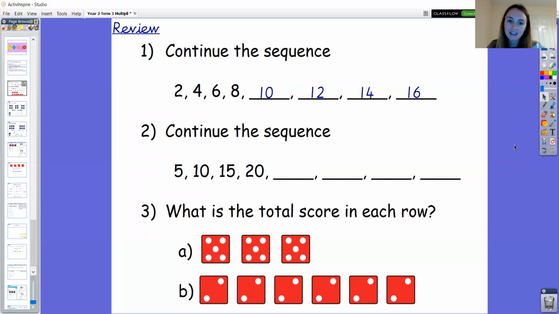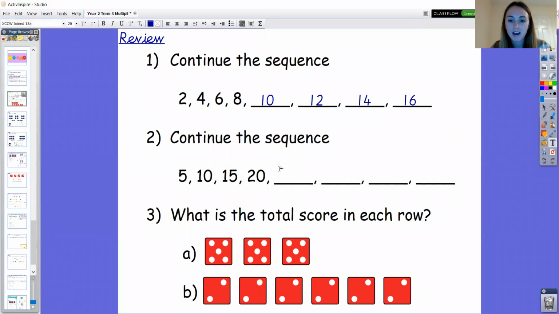Okay, looking at our next sequence, what are we counting in multiples of? Well done, Year 2. We are counting in multiples of 5. Okay, I'm going to try my best to be a bit more speedy with the typing this time. I'm going to set my text box like this, I think. Okay, so let's count together and I'll fill in the missing spaces as we count. Are you ready? 5, 10, 15, 20, 25, 30, 35, 40. Brilliant. Well done, Year 2.